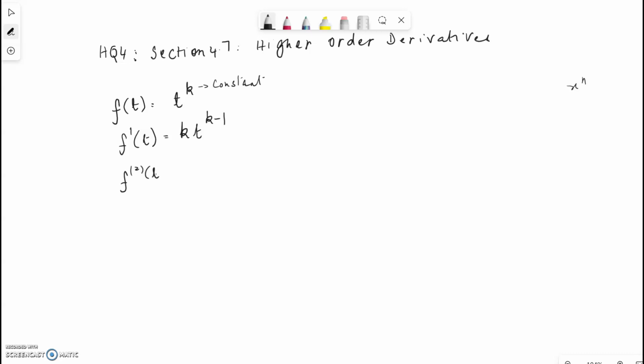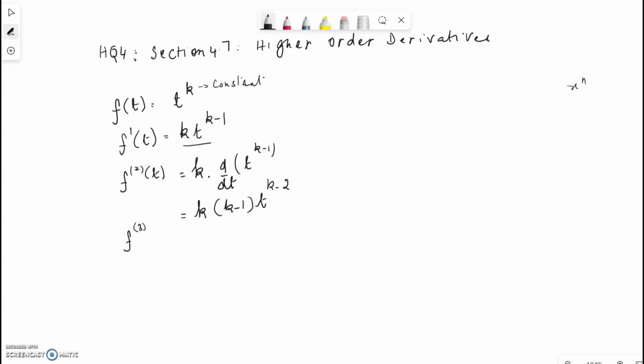The second derivative we can get by differentiating this once again. So k is a constant, we leave that alone, and we go d by dt of t to the power of k minus 1. So that is equal to k. D by dt of t to the k minus 1 is k minus 1 t to the power of k minus 1 minus 1. So 1 less than the power, so that would be k minus 2. So that's the second derivative.